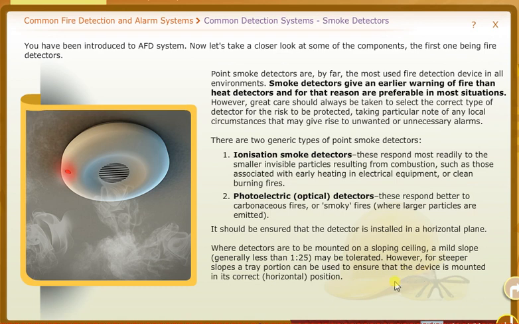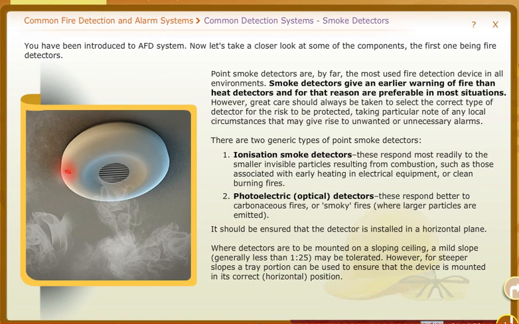You have been introduced to AFD system. Now, let's take a closer look at some of the components, the first one being fire detectors. Point smoke detectors are, by far, the most used fire detection device in all environments. Smoke detectors give an earlier warning of fire than heat detectors and for that reason are preferable in most situations. However, great care should always be taken to select the correct type of detector for the risk to be protected, taking particular note of any local circumstances that may give rise to unwanted or unnecessary alarms.